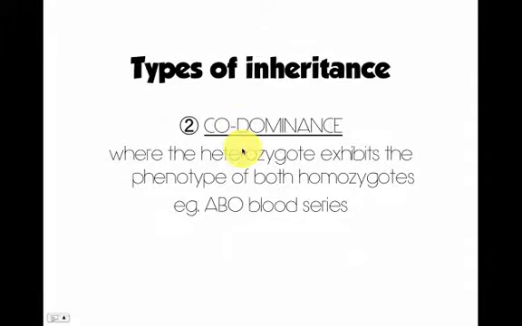The second type of dominance that we've learned about is codominance. Now in this case, the example that we always use is blood type, where you have 3 alleles present on the one gene. So in this case, it's where the heterozygote exhibits the phenotype of both homozygotes. So with blood type, you have A, B, and O alleles. A and B are both what we say codominant over O. So that means if you had the alleles A and B in your blood, you would have type AB blood.